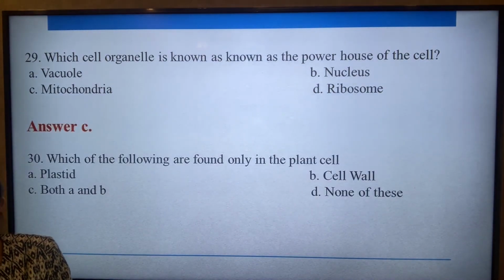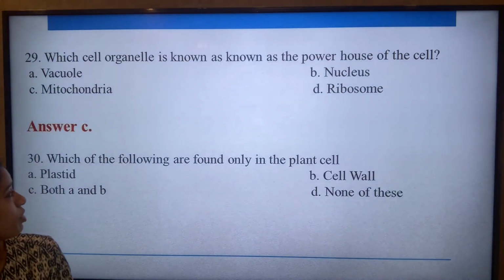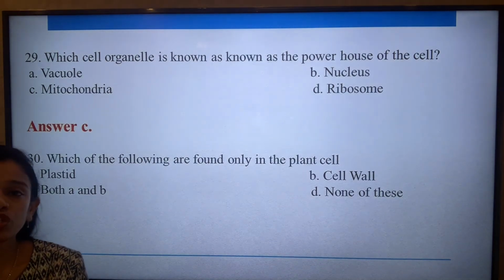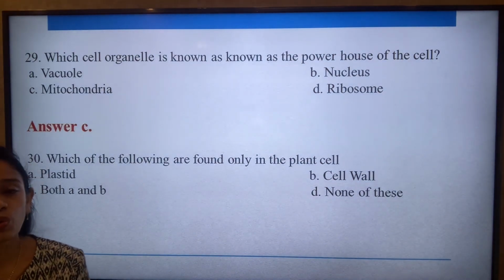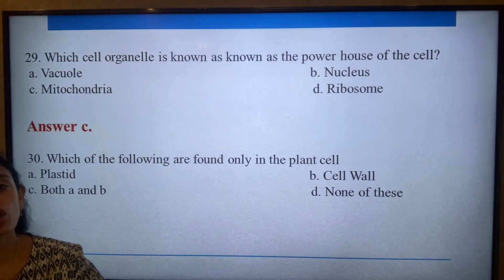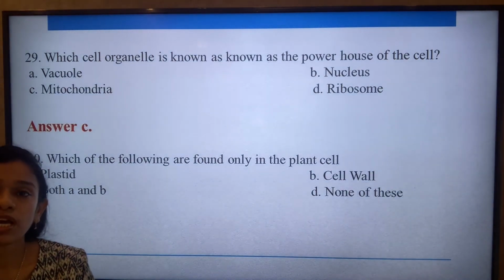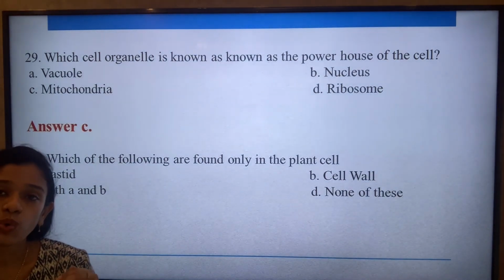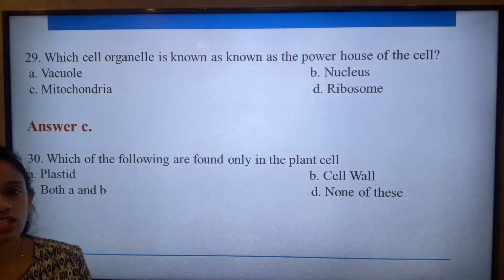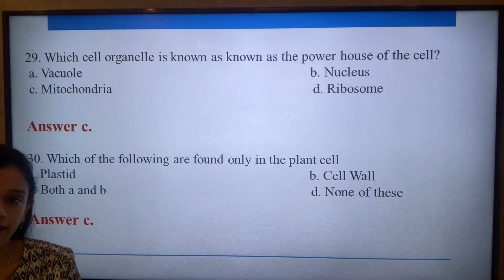And the final question of this video, or from this chapter: which of the following are found only in the plant cell? Plastids, cell wall, both A and B, none of these. So which are the components that are only found in the plant cell? That is cell wall and plastid. Both are very particular to a plant cell. So it is both A and B. That is, option C is the correct answer.